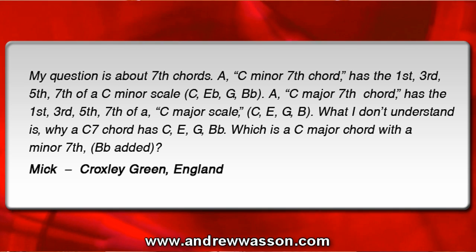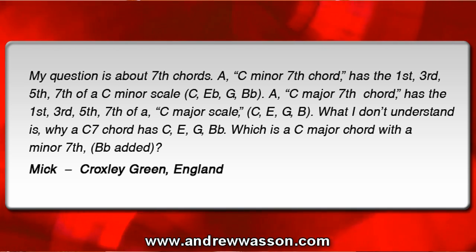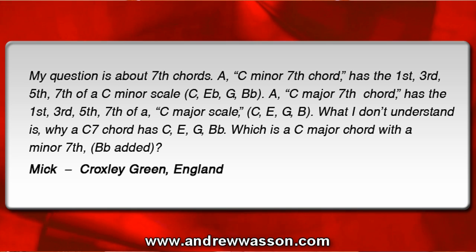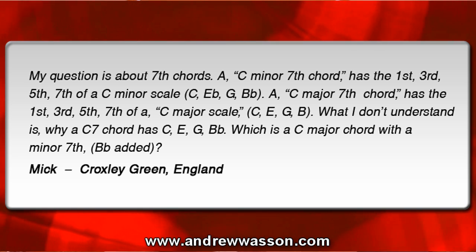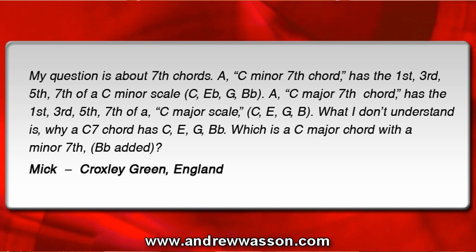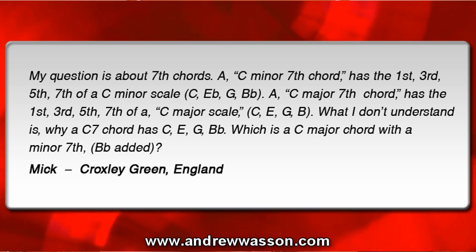A C minor seventh chord has the first, third, fifth, and seventh of a C minor scale: C, E flat, G, B flat. A C major seventh chord has the first, third, fifth, and seventh of a C major scale, which would be C, E, G, and B. What I don't understand is why a C seventh chord has C, E, G, and B flat, which is a C major chord with a minor seventh, a B flat added. From Mick in Croxley, England.